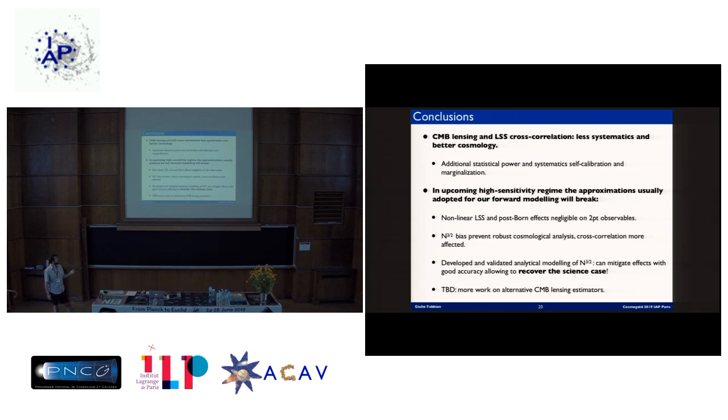And as a last point, I would like to stress that these biases come out only because we're using a quadratic estimator, so we don't know if these biases are there if you use a more optimal estimator, and more work needs to be done there, and we leave it for the future. Thanks.